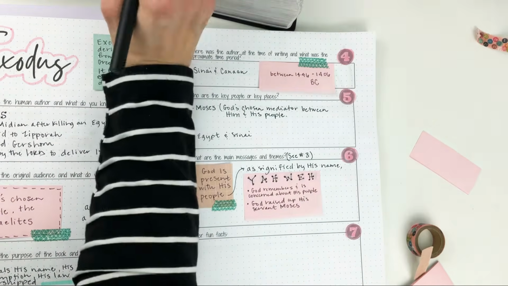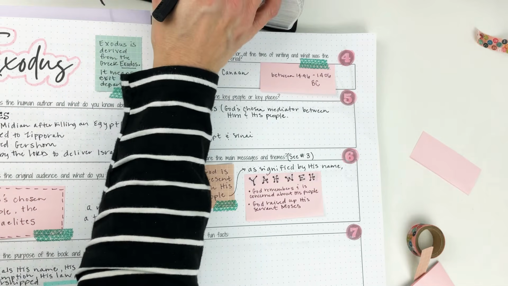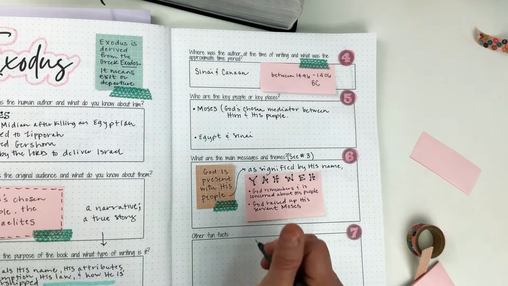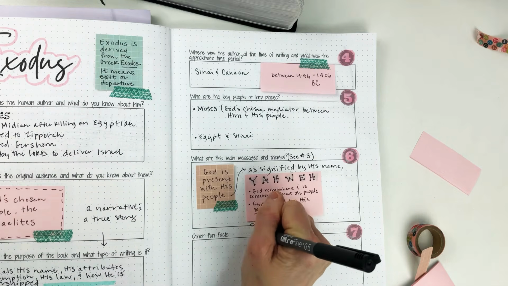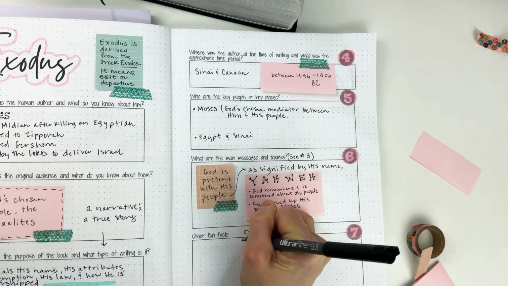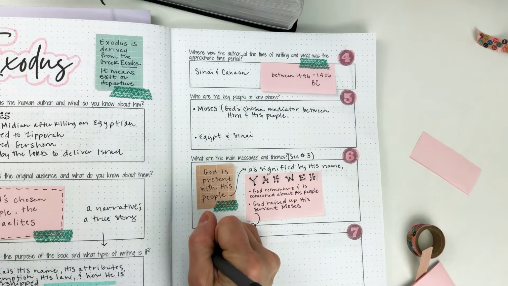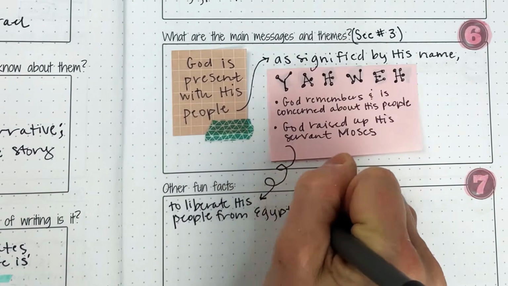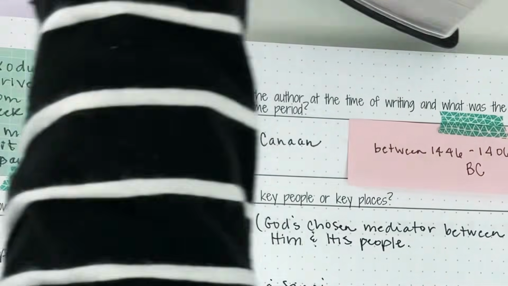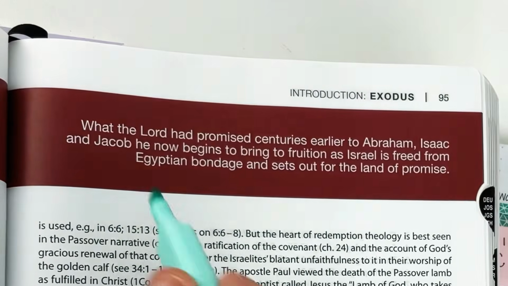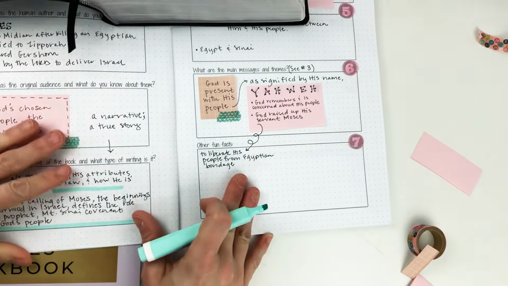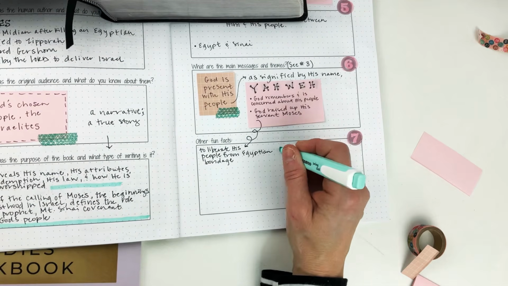God raised up his servant Moses to liberate people from Egyptian bondage. Oh, this is good. Let's go ahead and do an arrow. And then we're going to do, so let me show you what I'm using right now. This kind of sums up Exodus, and I'm just going to put it under fun facts. So let's go ahead and put this.